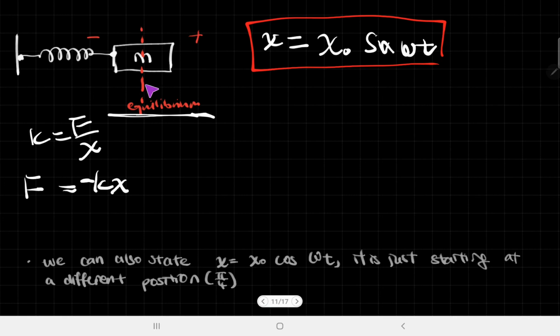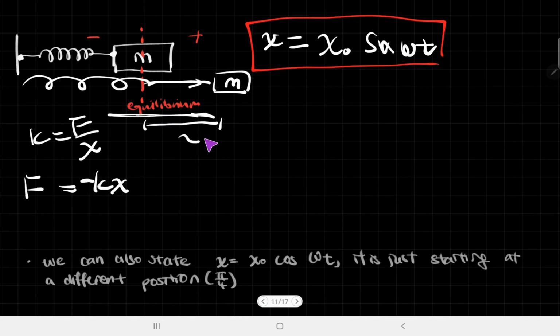Why? Because, for example, if we decide to stretch this so that the spring gets stretched out and the mass is over here, although the displacement is positive, we know that the right side is conventionally positive, left side is conventionally negative. Although the displacement is positive, the force is going to be towards the negative position, in the opposite direction, because the spring is stretched, and now it wants to go back. So basically, that's why we have this negative sign over here.